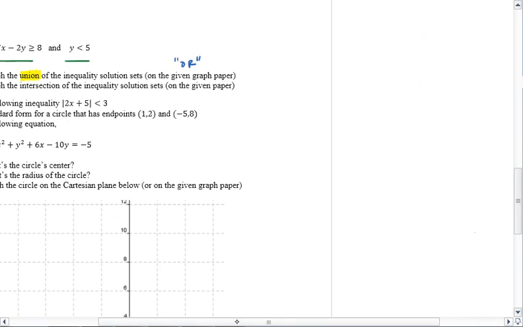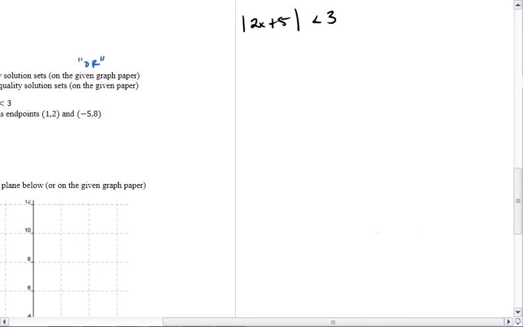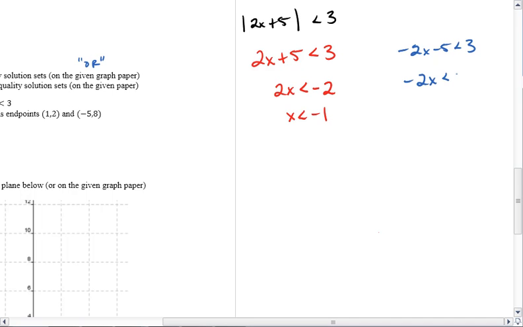Alright, so recall we're looking at the absolute value of 2x plus 5 less than 3. Since this is an absolute value, we want to split it into two inequalities: 2x plus 5 is less than 3, and negative 2x minus 5 is less than 3. In both, since x is our only variable, I'm going to solve for x. I get x is less than negative 1 for the first version, and x is greater than negative 4 for the other one.